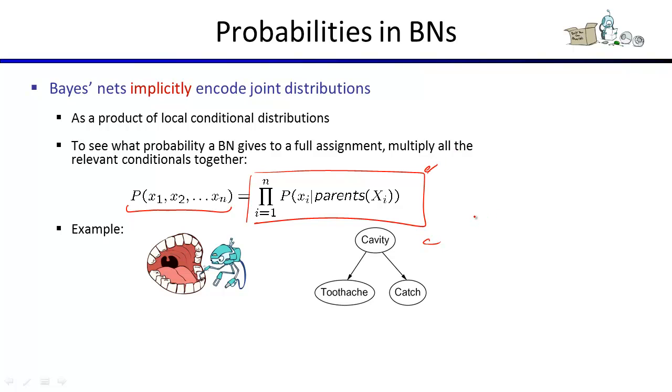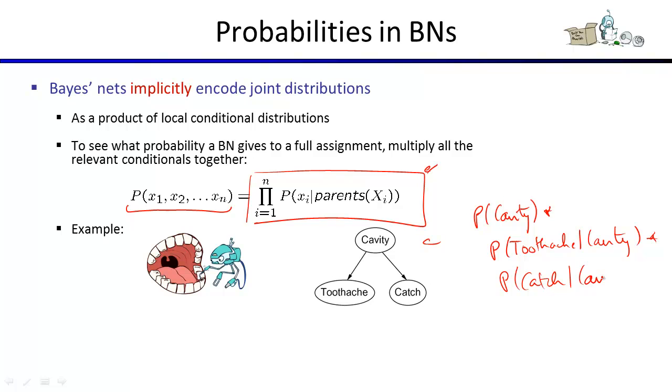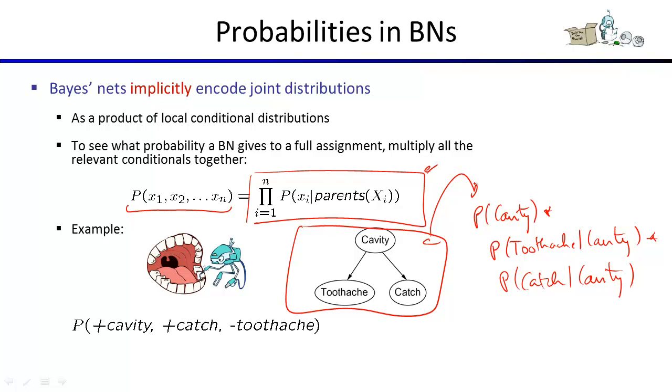So it'll be the probability for cavity, which has no parents, so just cavity, times the probability for toothache given its parents, which is just cavity, times the probability for catch given its parents, which is just cavity. By just seeing this Bayes net graph here, we know that the distribution is of this format. If you want to compute some specific entry, you just use this equation with specific entries.